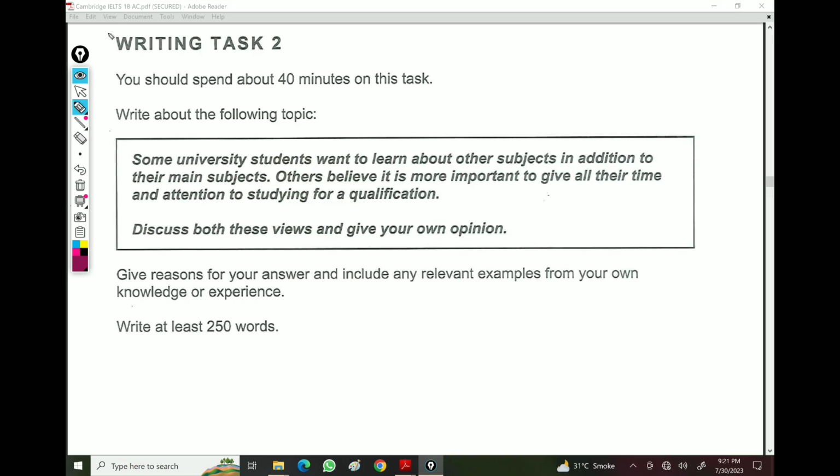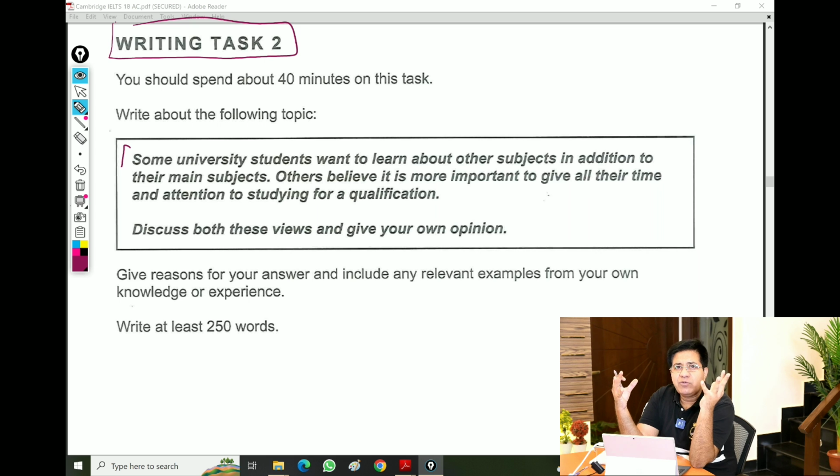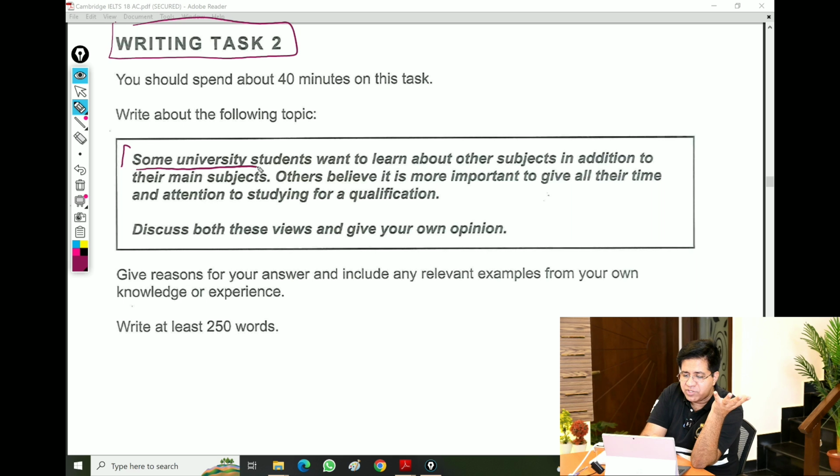Now this is the topic here, writing task 2. You should spend about 40 minutes on this task. Let's get to the topic from here. Some university students want to learn about other subjects. As you read the topic, I want you to imagine it as well. Now, what is the topic? Some university students. Imagine some university students, boys and girls both, in their summer clothes.